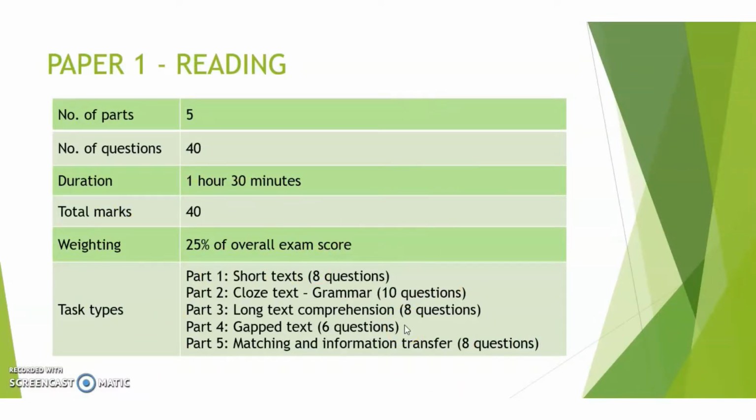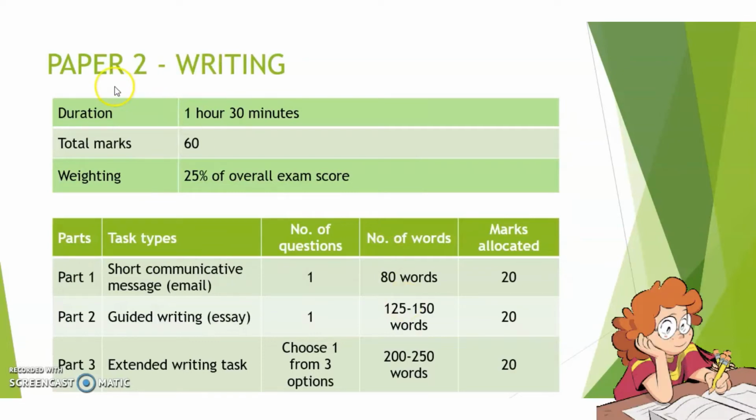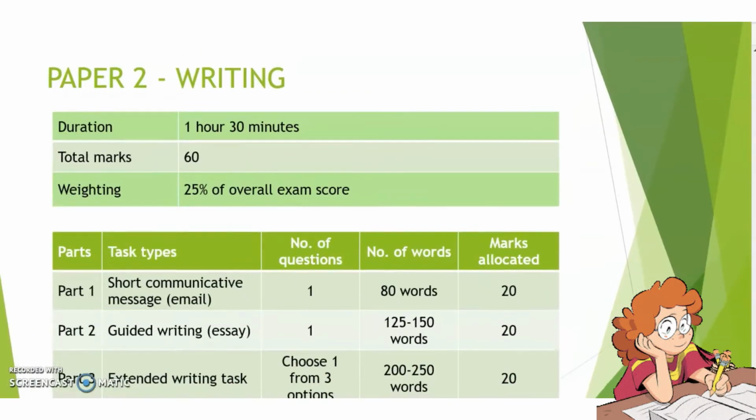Alright, now moving on to paper 2. The writing paper has 3 parts: 1, 2, 3. The duration is 1 hour 30 minutes as I've mentioned before, and total marks is 60. That means each part you have 20 marks each. Let's look at a sample paper also published by LPM.